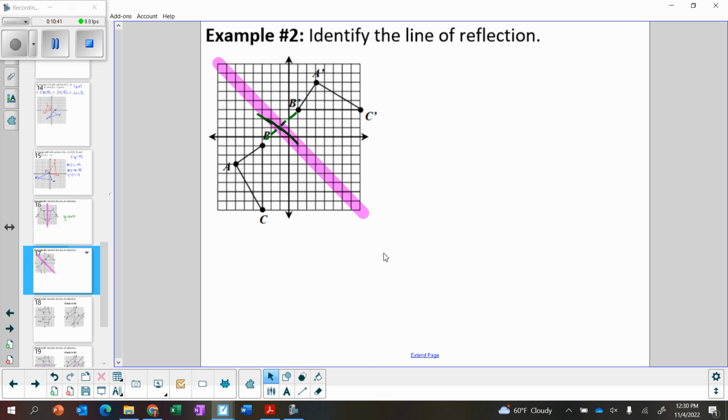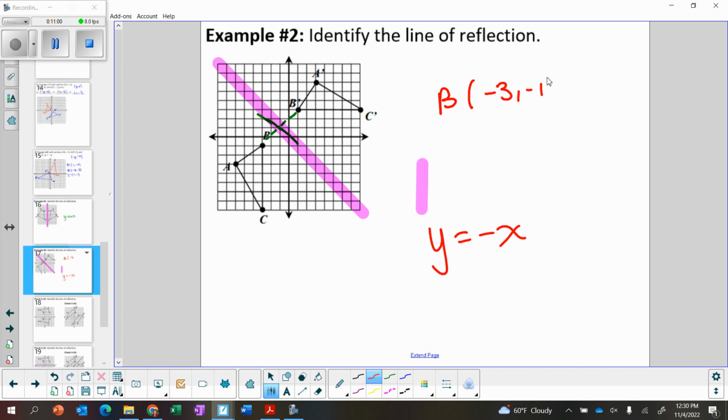So this line represents the line y equals negative x. If you're unsure, you can take a test point. B was (-3, -1), and B prime was (1, 3). So I noticed they switch spots and both change signs, and that rule belongs to the line y equals negative x.